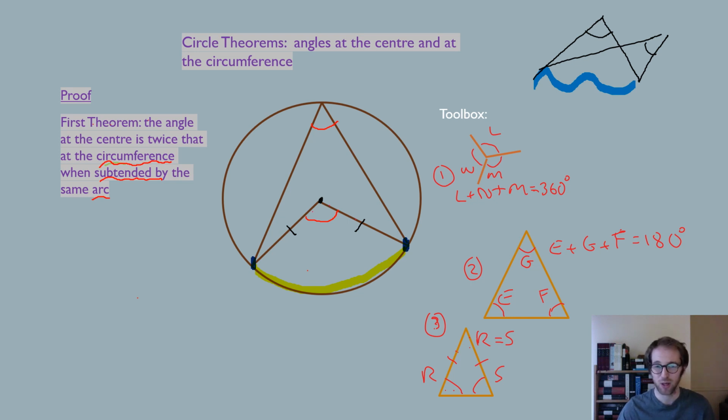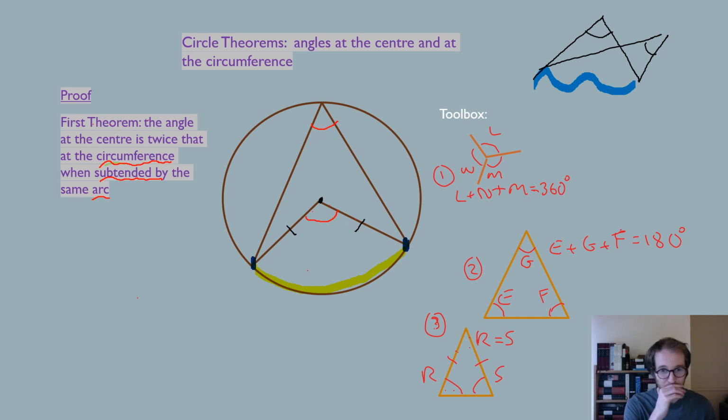Pause the video if you like to think about why that might be. Okay, so they're the same length because they're both a radius of the circle, and so they've got to be the same length as one another. So if we could create another line, then you could have an isosceles triangle. So that's incredibly useful to know.